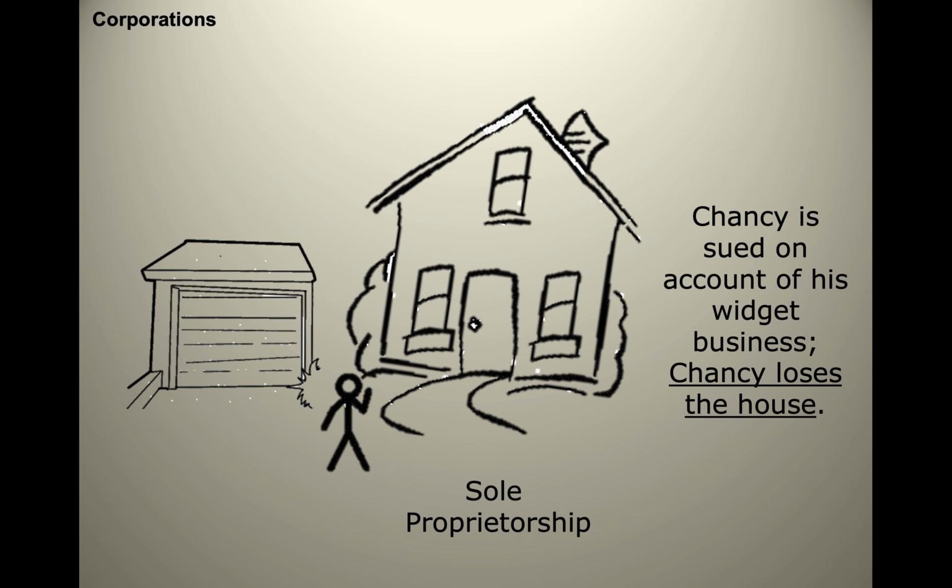And the problem is, of course, that not only will Chancey lose the house, which we'll use as a symbol of his personal assets, he will lose all of his personal assets. And what we want is to essentially separate his personal assets from the assets that those creditors can get, and those are assets of the business.